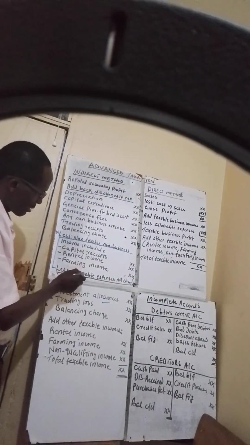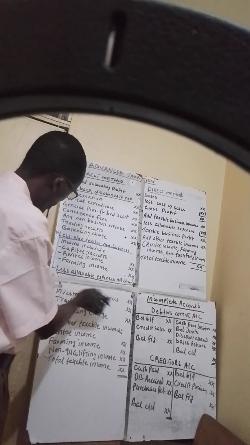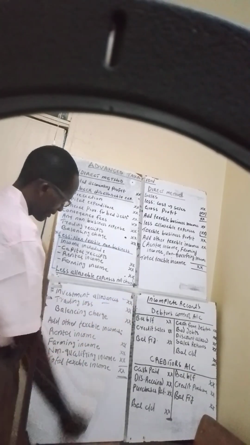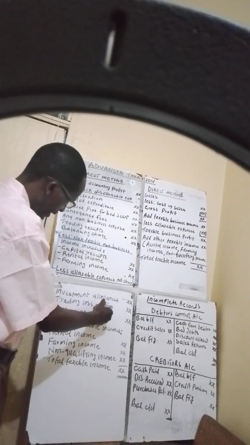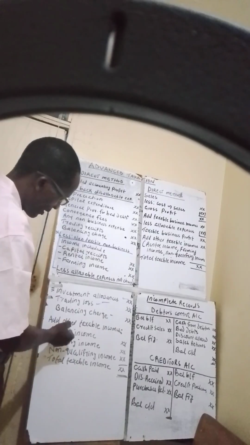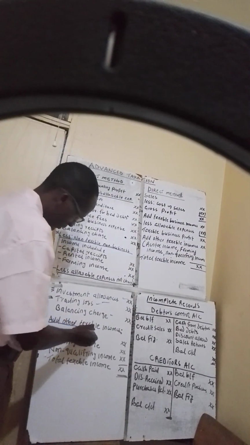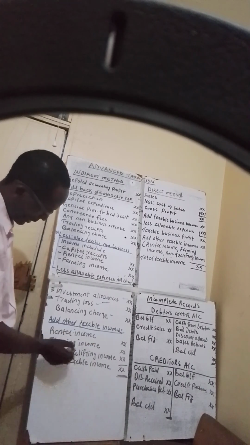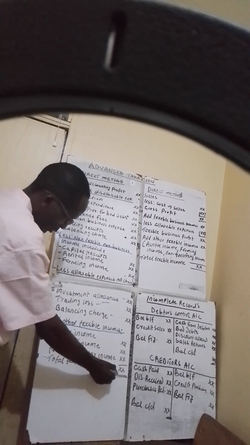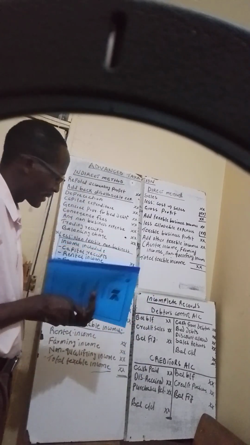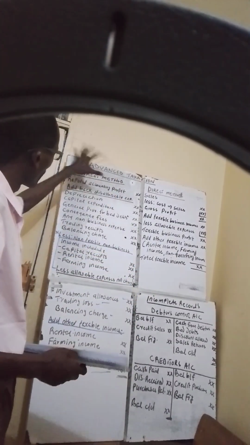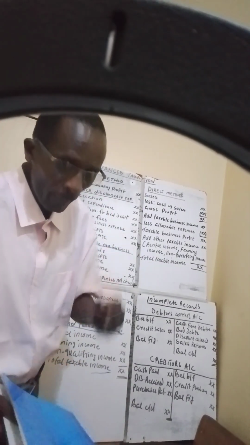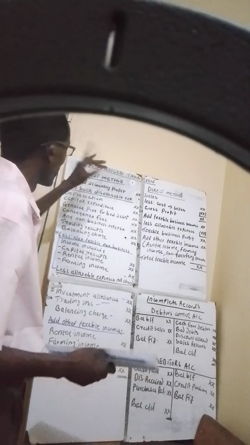Now, once you less all the allowable expenses not charged, like investment allowances, things like trading loss, balancing charge, then you earn other taxable incomes like rental income, farming income, non-qualifying income, then you get your total taxable income. So basically, that is how you prepare the total taxable income for a partnership using the indirect method.